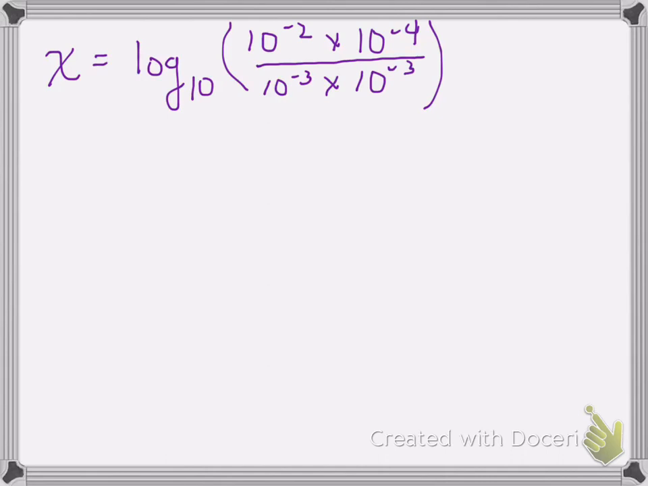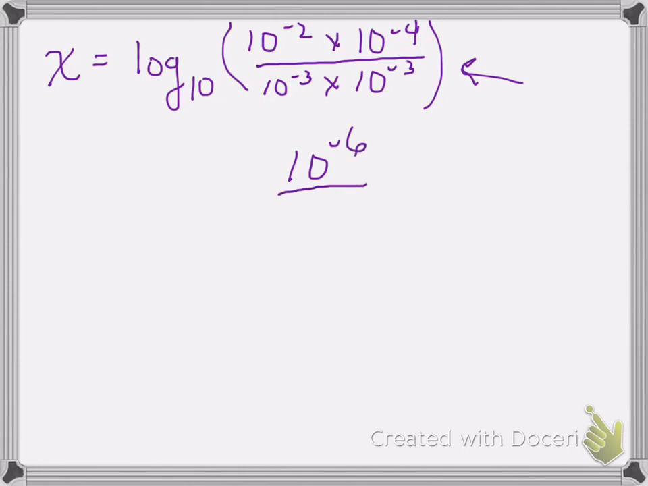Okay, so the first thing I'm going to do is simplify what's in the parentheses here, this 10 to the minus 2 times 10 to the minus 4 over 10 to the minus 3 times 10 to the minus 3. I'll first do the numerator. The numerator has 10 to the minus 2 times 10 to the minus 4. Remember, when we're multiplying exponents, we add them together. So minus 2 plus minus 4 is minus 6. So minus 6 will be in the numerator.